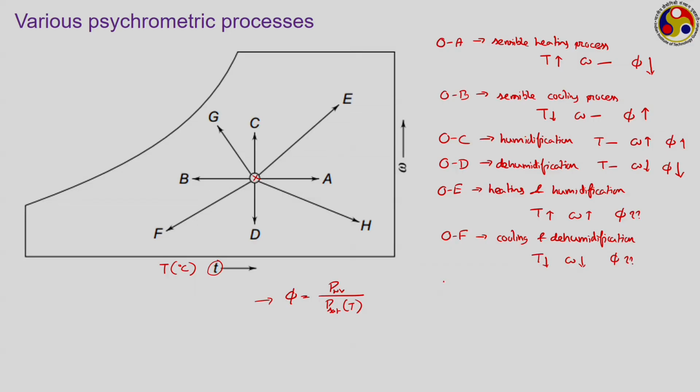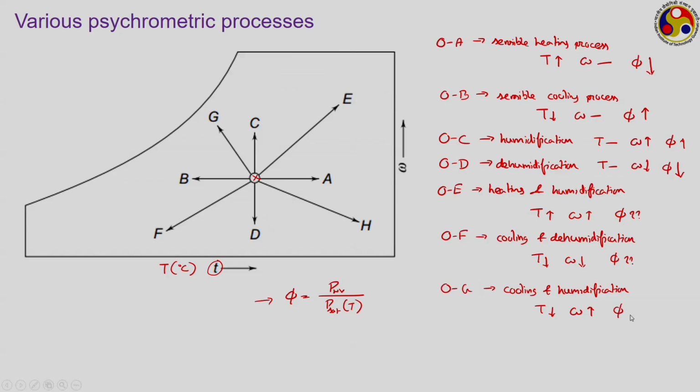Now, you have process O to H, or sorry, O to G first. What is happening during this one? Temperature is decreasing, omega is increasing. So, temperature is decreasing means it is cooling, but it is humidification. It is cooling and humidification, means during this process temperature is decreasing, but omega is increasing.